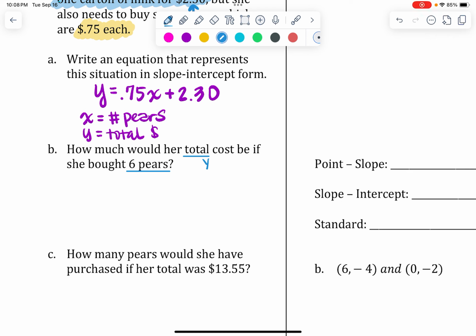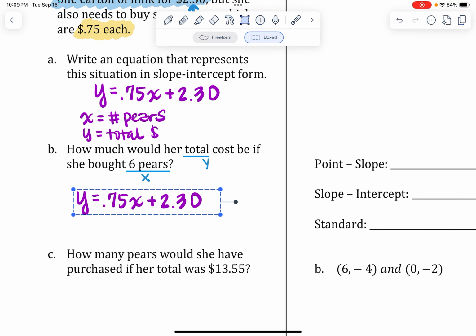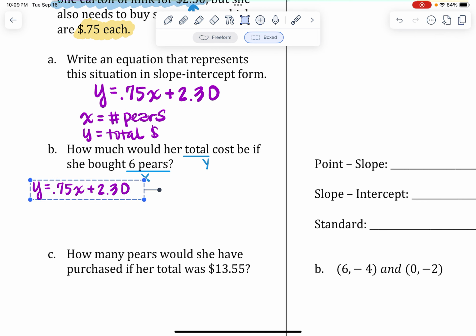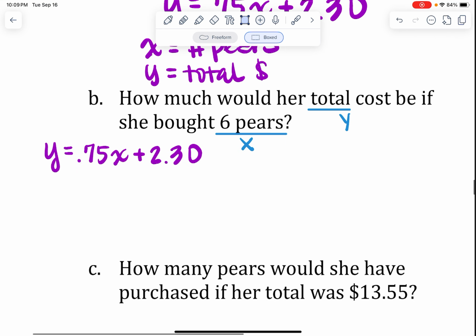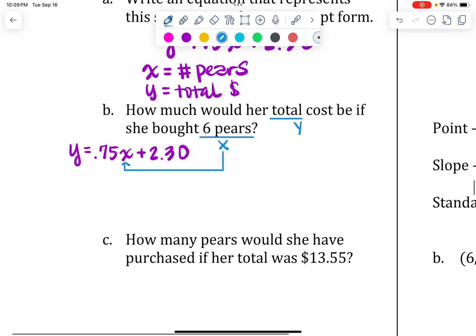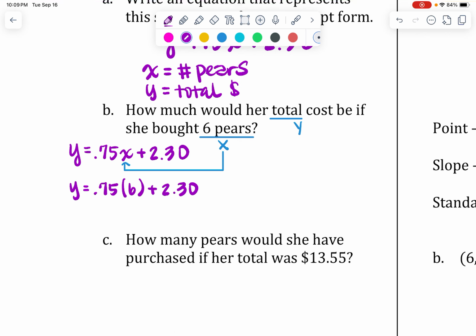If she bought 6 pairs. Oh, well, they're actually giving me the number 6, and I know pairs is x, so that means wherever we see x, I'm going to copy and paste this equation here. There we go, copy, paste. Let me shrink it down a little bit, right? So in my equation over here, I'm going to plug in the x value into the x equation, right? And so I can rewrite this equation, y equals 0.75 times 6 pairs, plus I don't want to forget about that 1 carton of milk for $2.30.